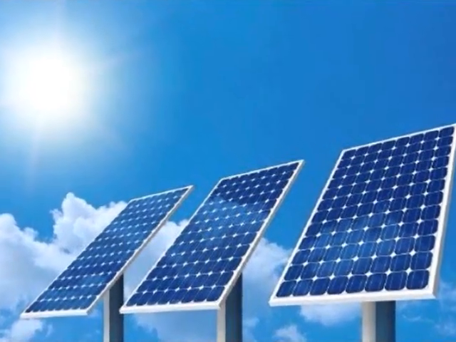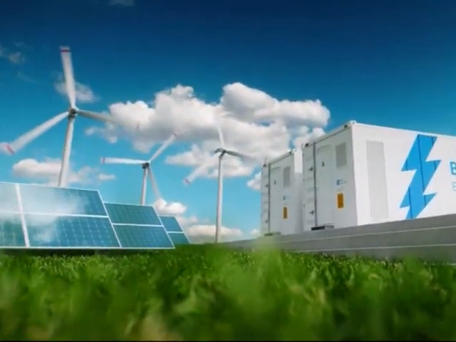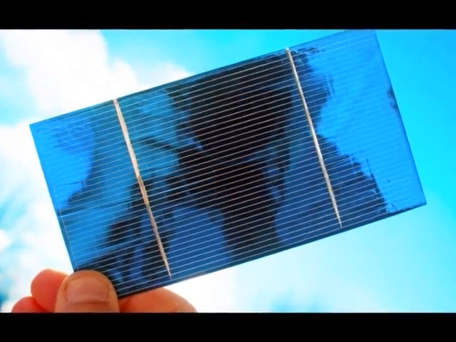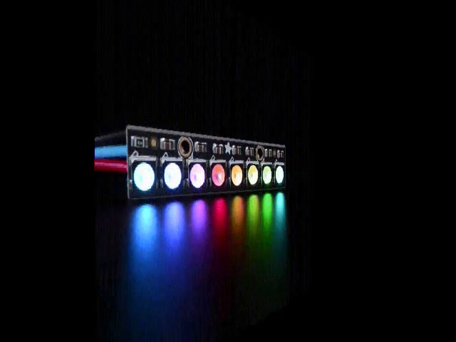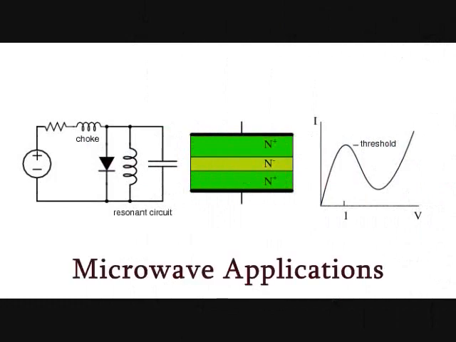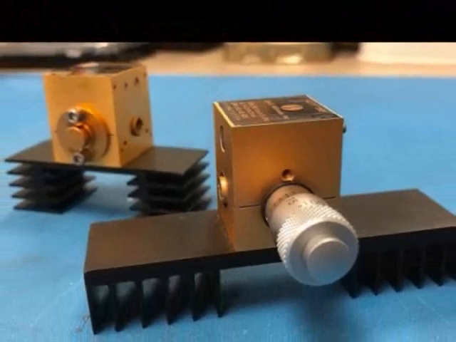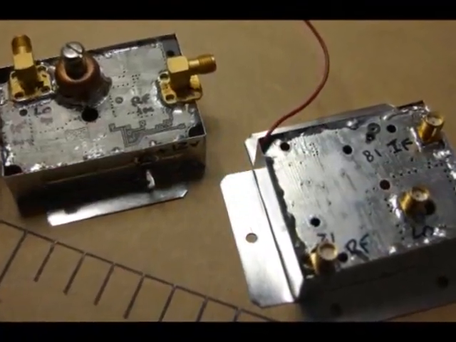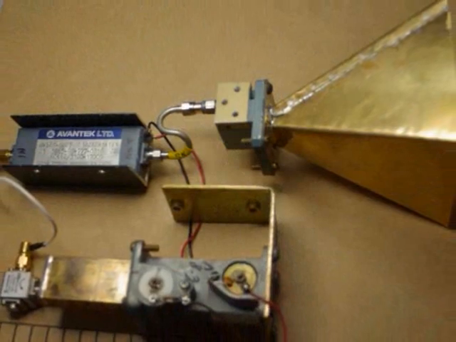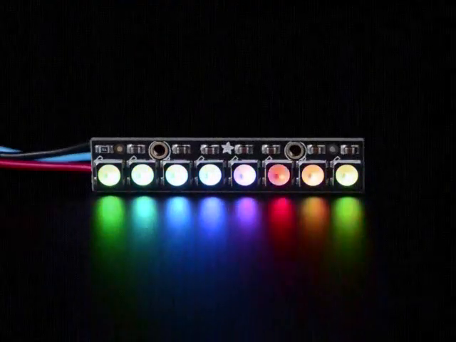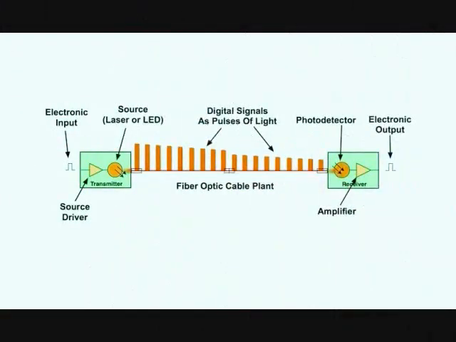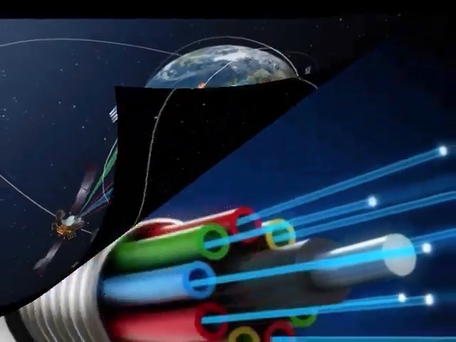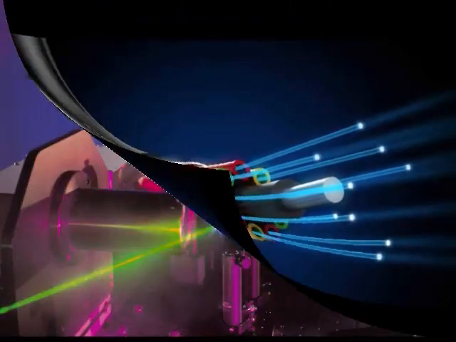Solar cells. Photodiodes and other types of semiconductor diodes are used in solar cells to convert light energy into electrical energy. Microwave applications. Gunn diodes and other types of diodes are used in microwave applications such as amplifiers, oscillators, and detectors. Communications. Laser diodes are used in optical communication systems such as fiber optic networks.